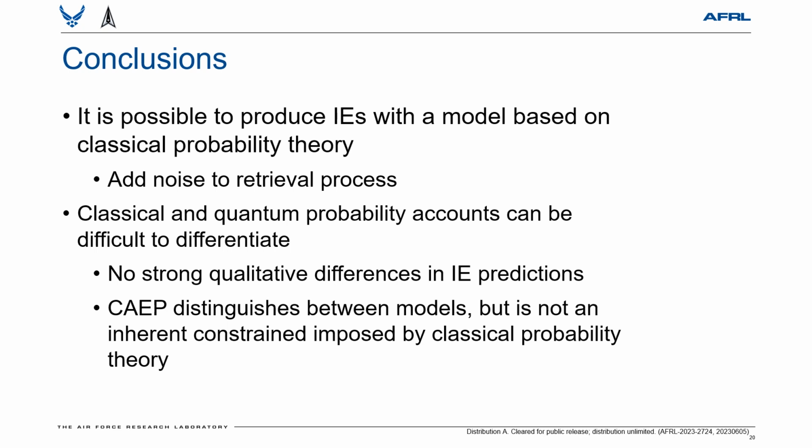Our main finding is that it is possible to produce interference effects with the PTN, which assumes that memory operates consistently with classical probability theory, except for noise in the retrieval process. Distinguishing between models based on classical and quantum probability theory can be challenging. We found that the PTN can also produce interference effects. The most significant difference between the PTN and the BAE was the CAEP. However, the CAEP is not an inherent property of models based on classical probability theory. Future work should focus on identifying strong qualitative differences between models based on quantum and classical probability theory.